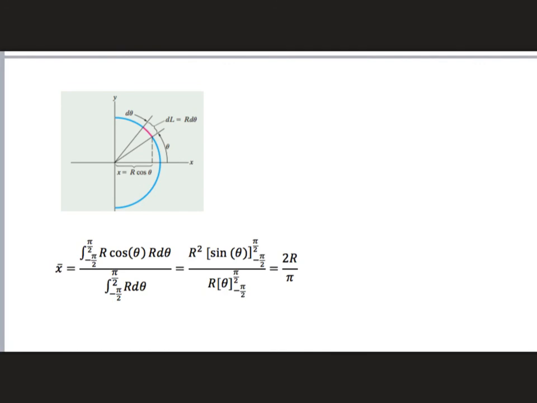So here I have simply plugged those values in. We have minus pi over 2 to pi over 2, r cosine of theta, that's my x, r d theta is my dl. Down here I have the same limits, and I've got my dl again as r d theta. I've got an r here and an r there that will combine to be r squared. The integral of cosine of theta is just sine of theta. The integral of d theta is just theta, and so that gives me my integration. I plug in my limits, and I end up with 2r over pi, and that's the answer. That's the centroid of the semicircular arc.